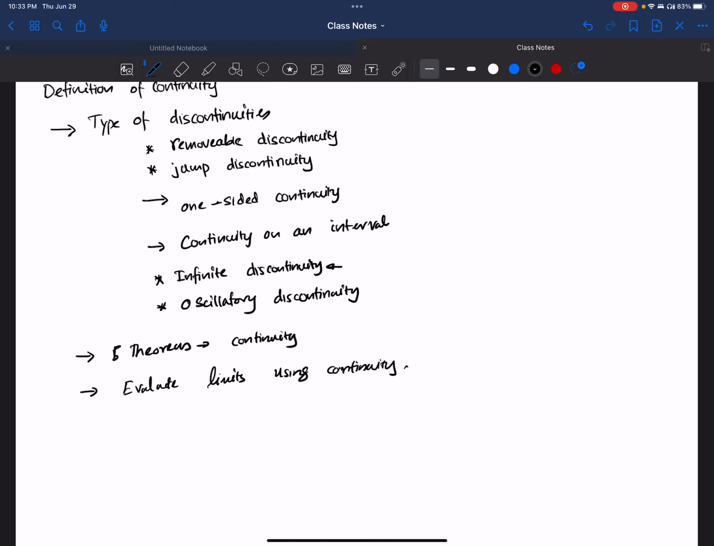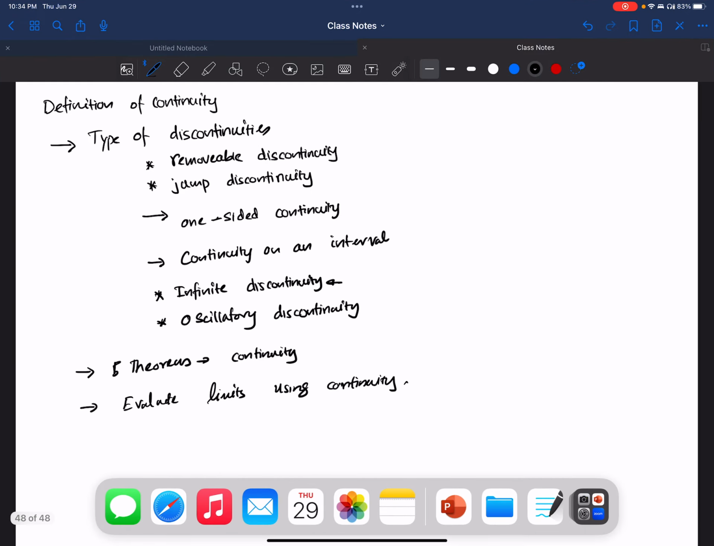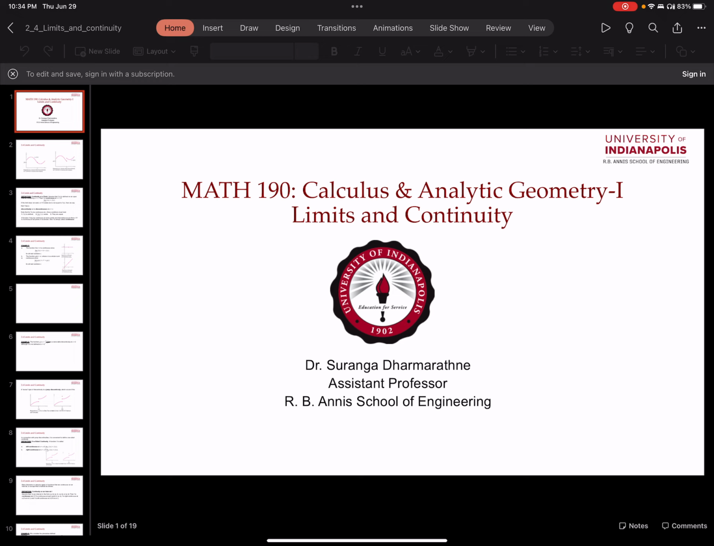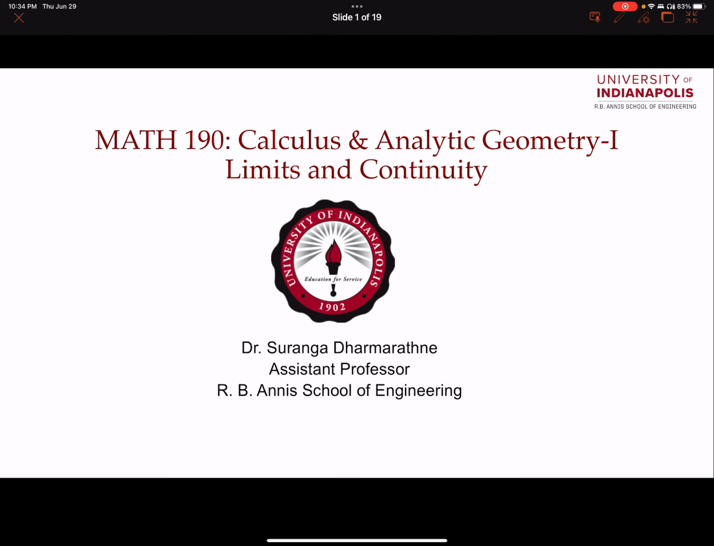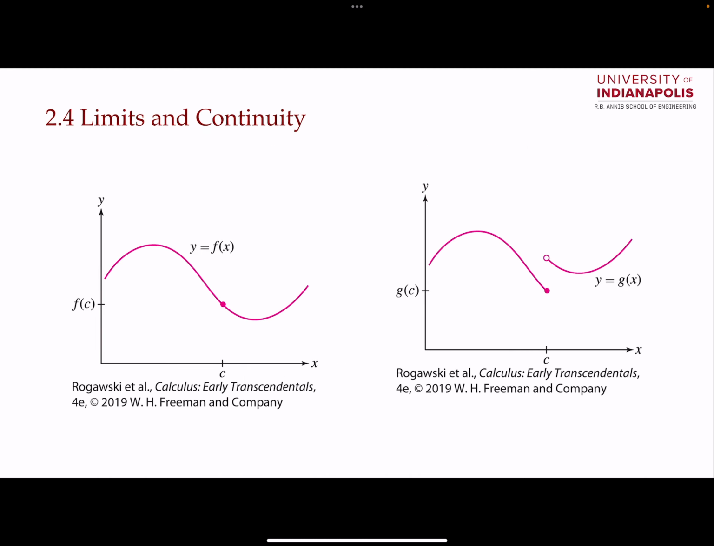Unlike in the previous videos, I'm going to use a PowerPoint slideshow in this video because there are a lot of pictures that I want to use, and as well as there are a lot of definitions that I can save some time if I use a PowerPoint. So this is the PowerPoint, and there you go. Okay, so we're going to talk about limits and continuity. First thing is, what is a continuous function?